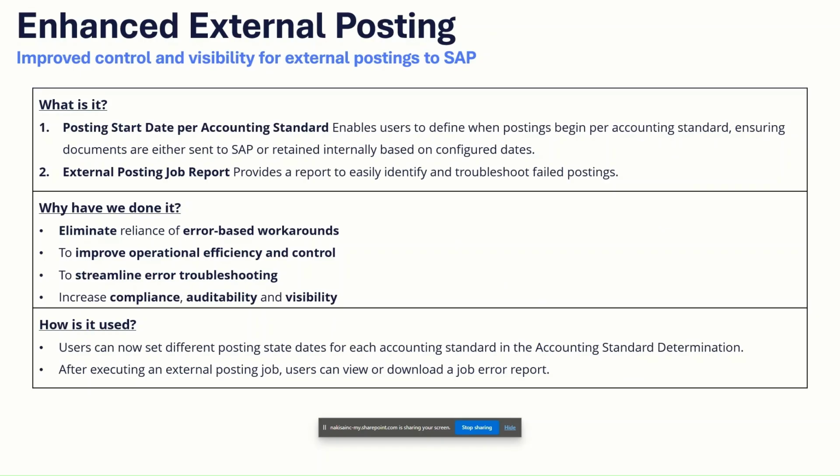Next is another feature for our connected clients to the SAP. For external postings, we have now introduced a posting start date for accounting standard, which will enable users to define when postings will begin per accounting standard to the ERP from Nakisa, which will ensure documents are either sent to SAP or they are retained internally in Nakisa based on the configured dates. In order to do so, a profile needs to be set up in the general ledger.